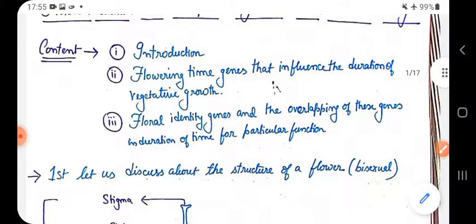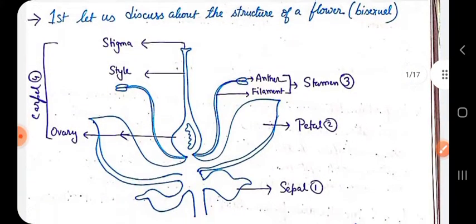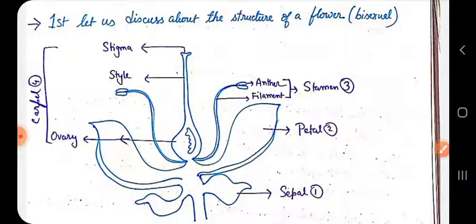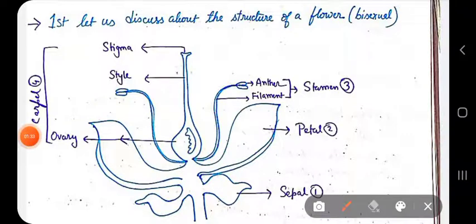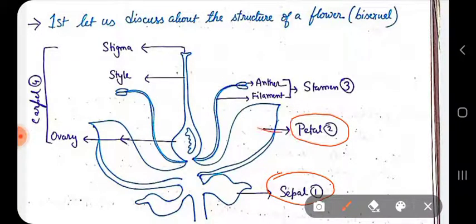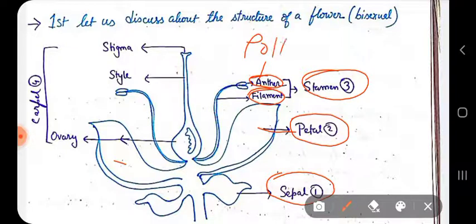Let us begin. Before that, we have to study the structure of a bisexual flower. Well, you all know that at the beginning there are sepals. Then come the petals. Then comes the stamen, which is the male reproductive part of the flower. The stamen consists of anther and filament. Within the anther, there are pollen grains.